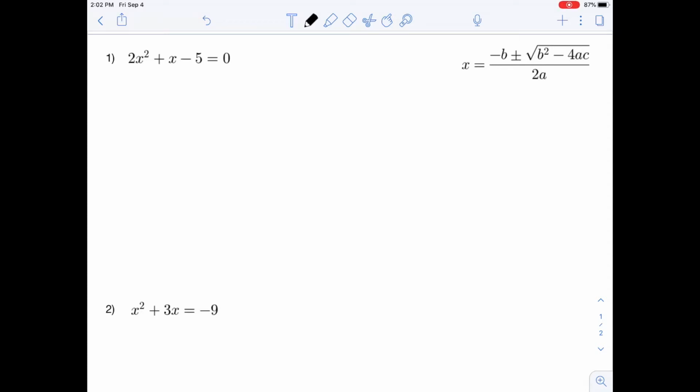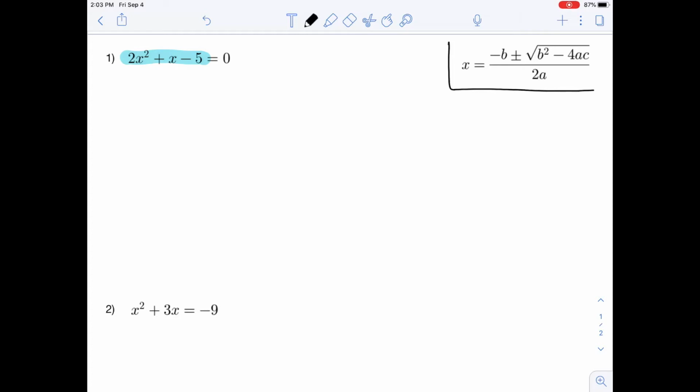All right, guys, so we're going to solve quadratics using the quadratic formula. You can see we have the quadratic formula right over here, and we're going to use that to solve both of these quadratics. Now, the first thing you want to do is make sure that it is in standard form. So if you look at number 1, you can see that it is in standard form because you have the x squared term first, then you have the x term, and then you have the constant term. So that is already in standard form.